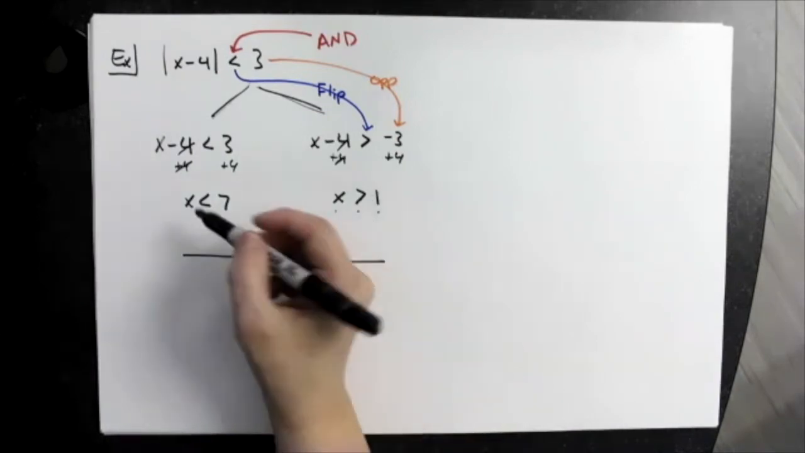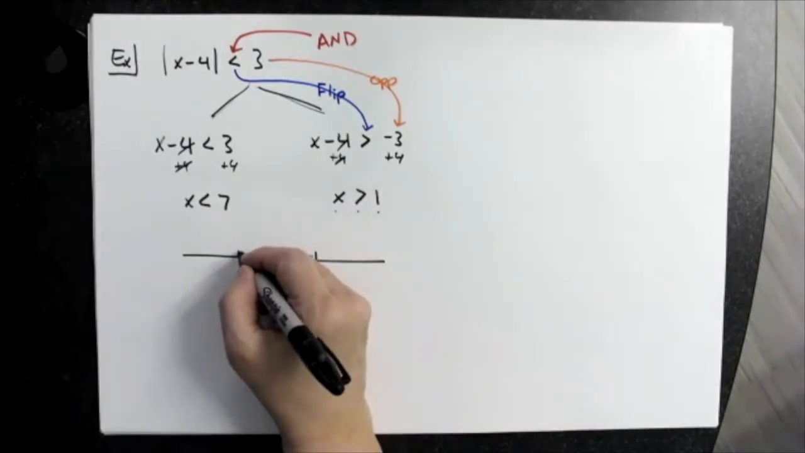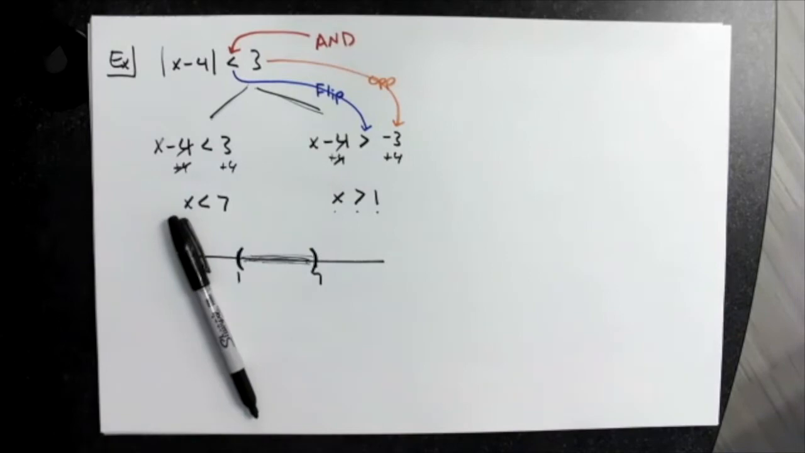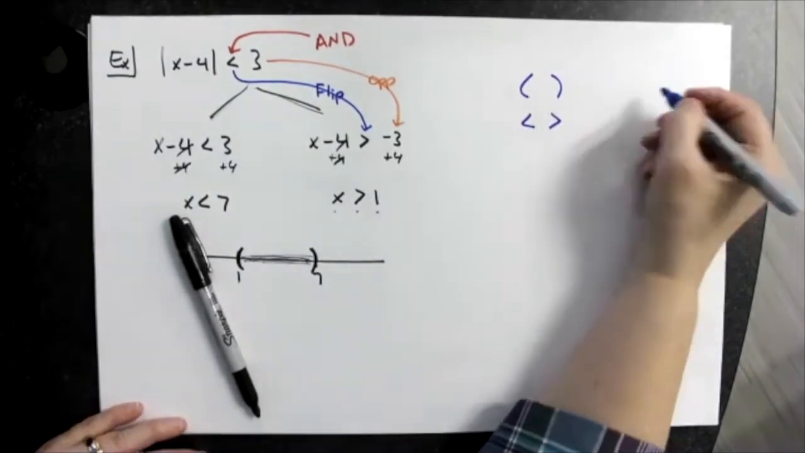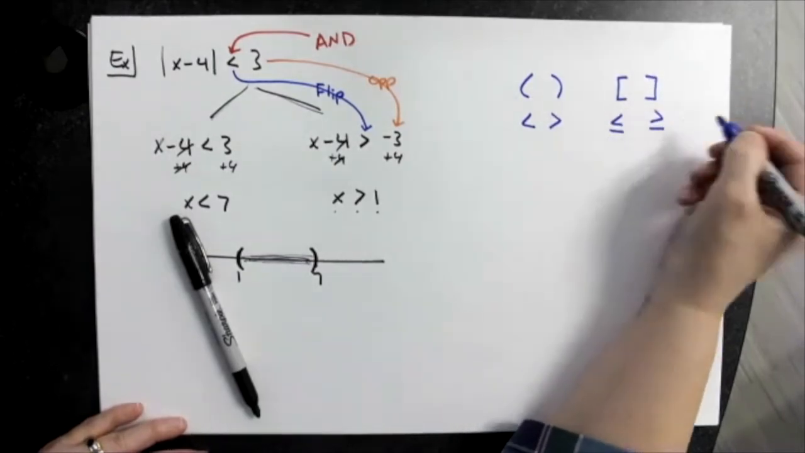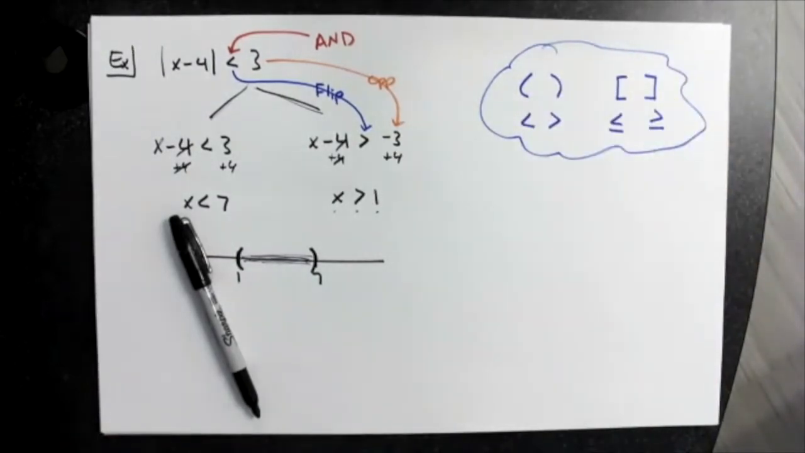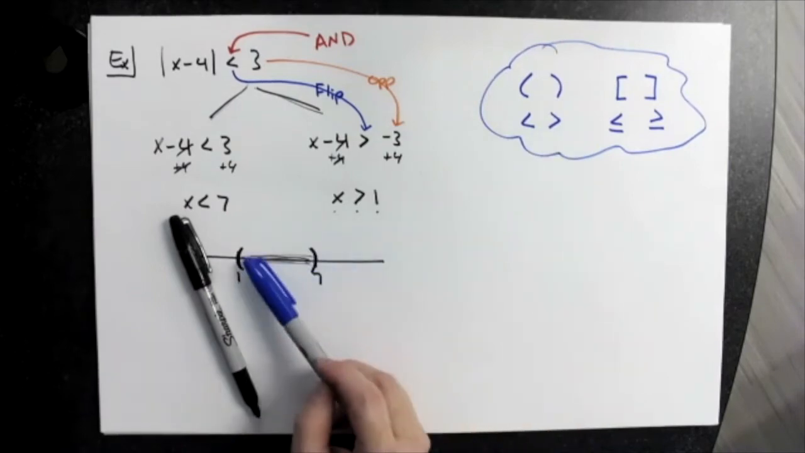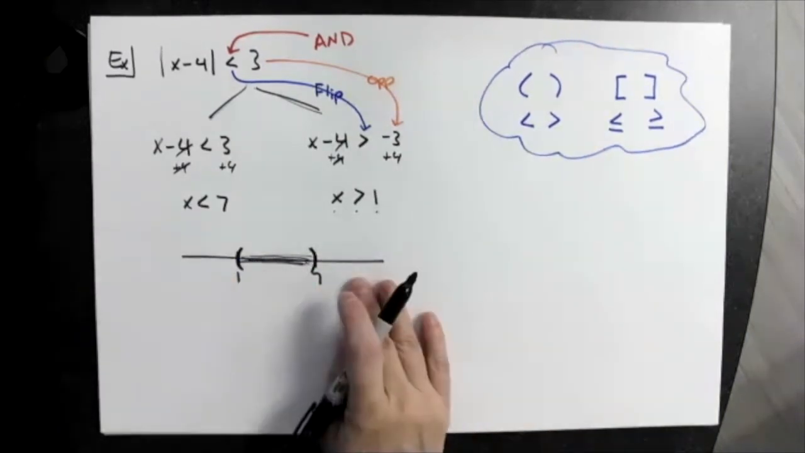Now, these are less than, so these are curvy brackets. I did not write this down on the first one, probably should have. Curvy brackets would be less than or greater than. Square brackets are going to be with the equal to part, greater than or equal to, less than or equal to, because do I include the number? Do I not include the number? When it's less than or greater than, I am not including the numbers. So that's my number line.